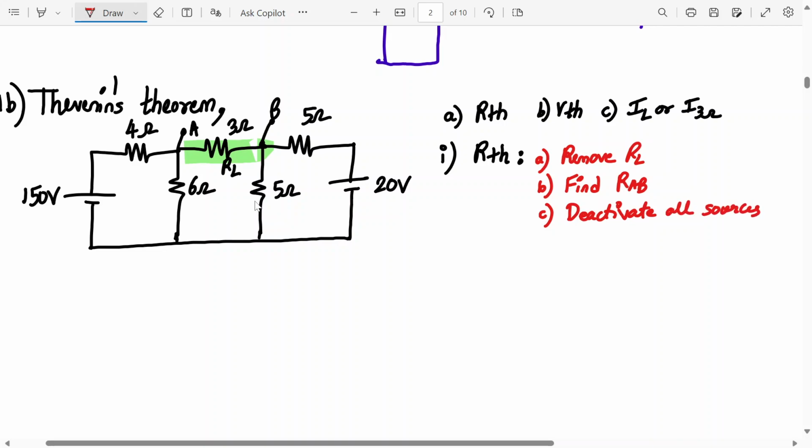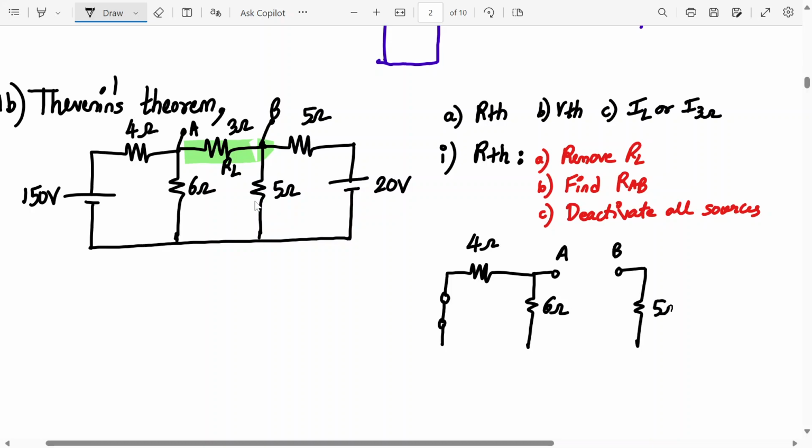It will become a short circuit and current source will become open circuit. So let's redraw the circuit with this analogy. So here we have 150 volt, is a short circuit, 4 ohm. Okay, this will be 6 ohm. This is just A, this is just B, open circuit. Then this is 5 ohm, 5 ohm. This will be short circuit.